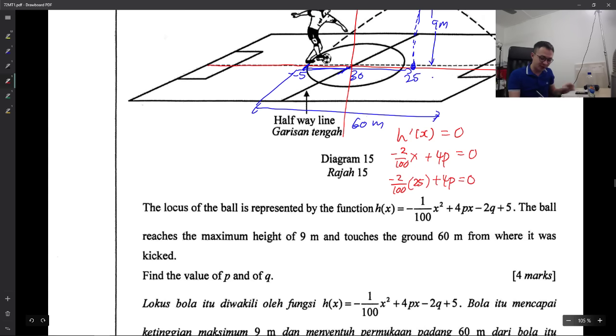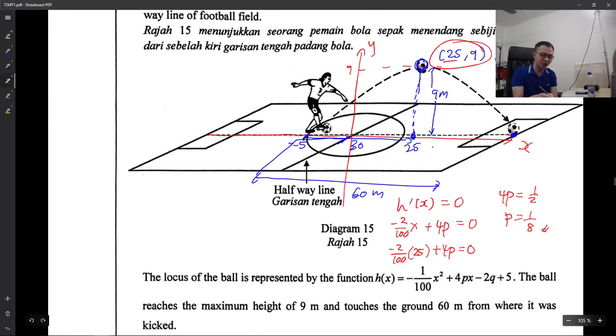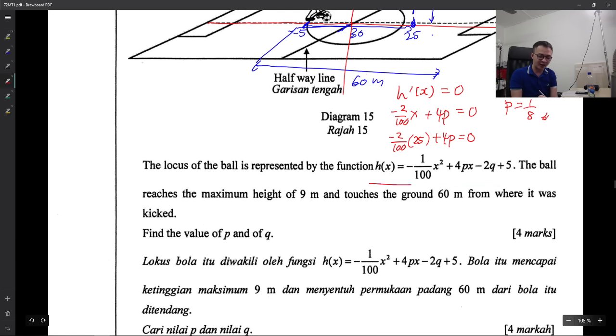This one is basically 50/100, which is -1/2. So 4p will equal 1/2, and p is 1/8. Alright, then in order to find q, since I know the equation of the curve passes through 25 and 9, I will just substitute 25 and 9 into my h(x). So this is 9, my x is 25, right? This one is 25 squared over 100, plus 4p, and p we just got is 1/8, so 4/8, times 25, minus 2q plus 5.